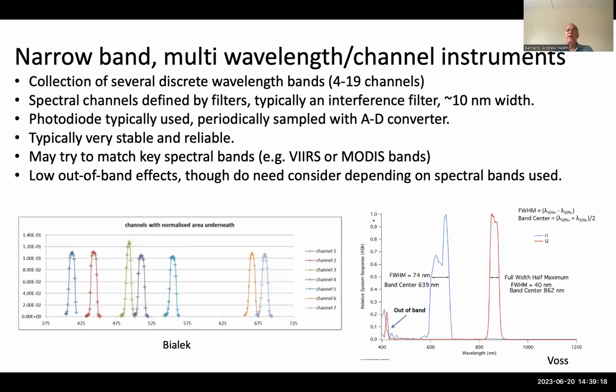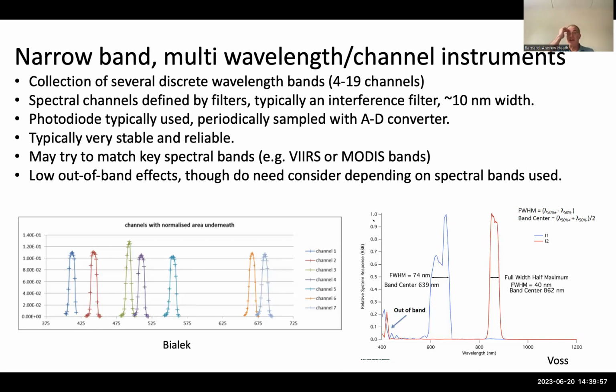The second class is the narrowband or the multi-wavelength channel instruments. As I said, these are usually a collection of very discrete bands of wavelengths, 4 to 19 channels. Usually the spectral channels are defined by filters, usually an interference filter somewhere around 10 to 20 nanometer bandwidth. This is the bottom plot showing various different spectral bands on, I think, an irradiance sensor here.